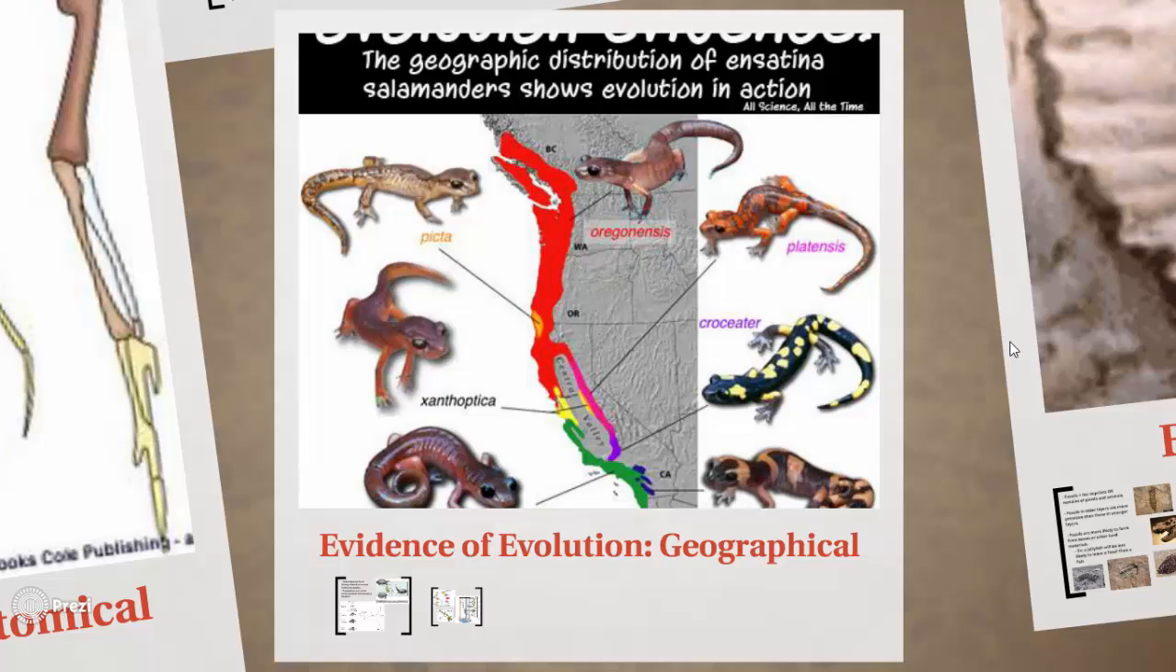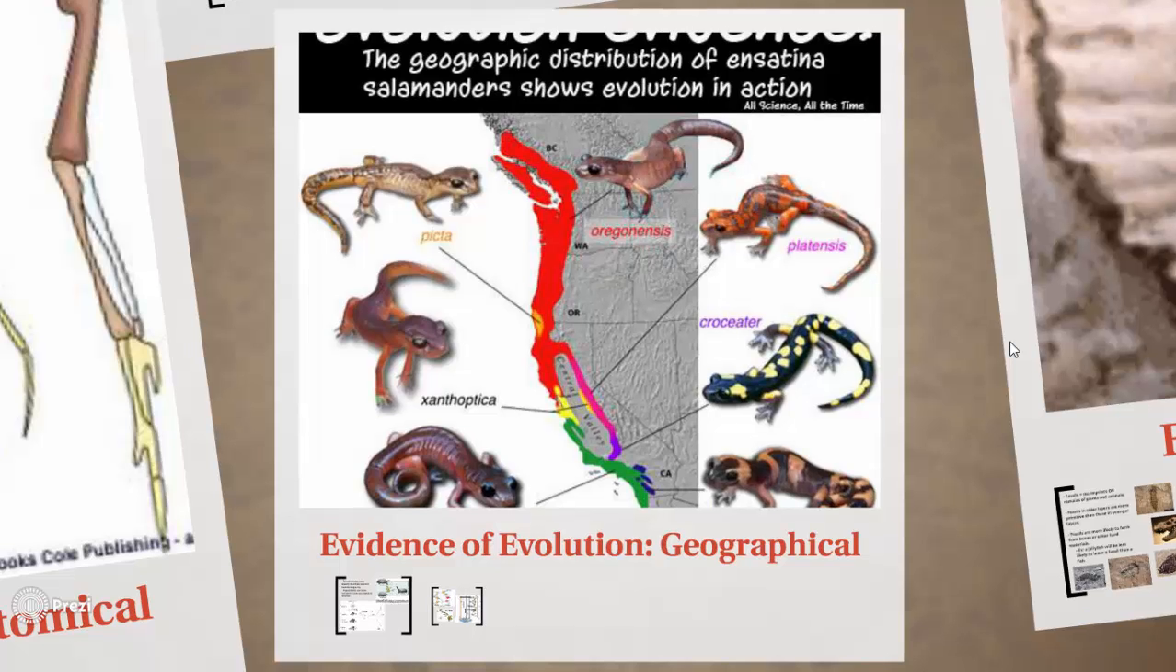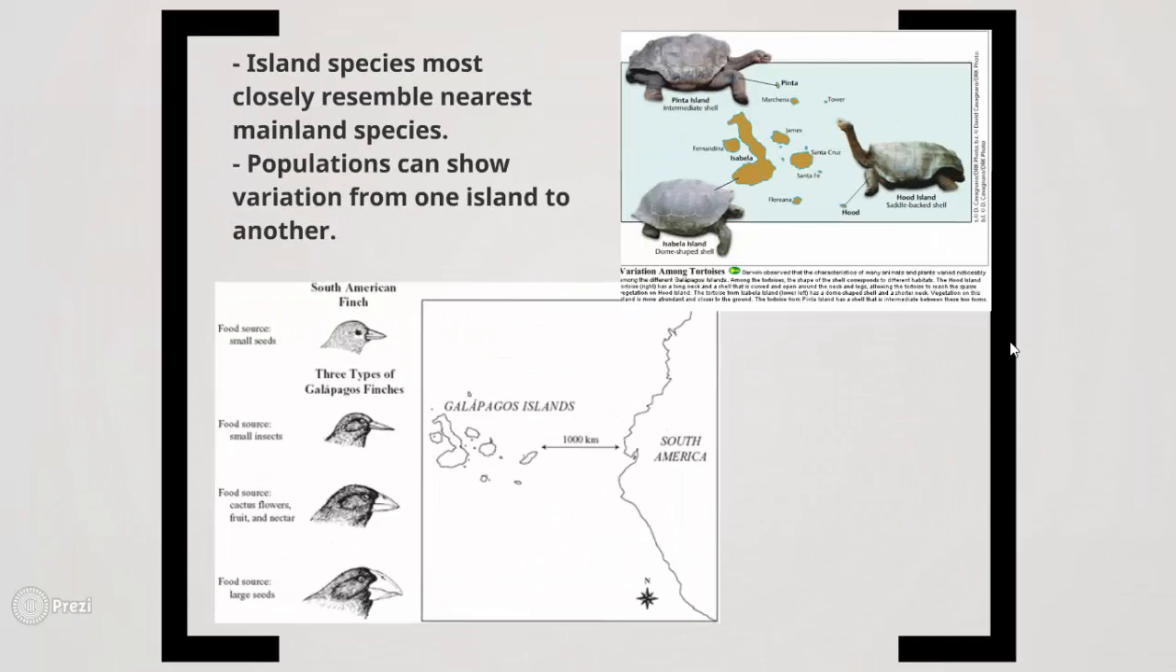Then we have geographical evidence. So we have all these different types of salamanders, but depending on where they live, they've evolved to have different colors, different length of legs, different diets, different abilities. Just like we spoke about with the tortoises and how long their necks are, and the finches and how long or broad their beaks are.